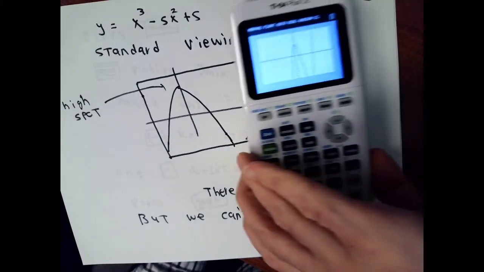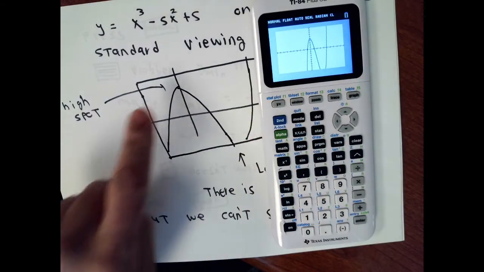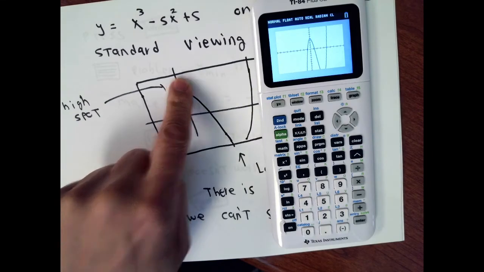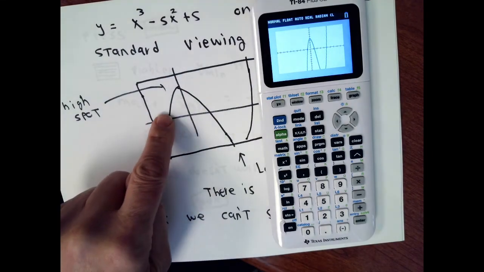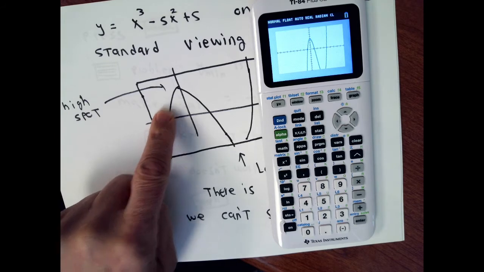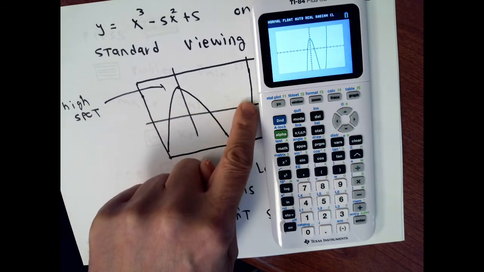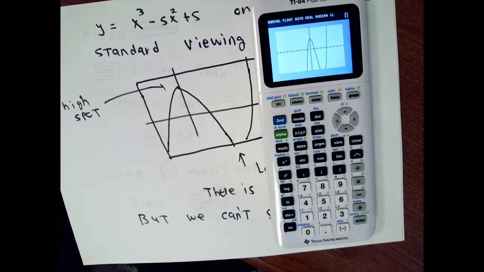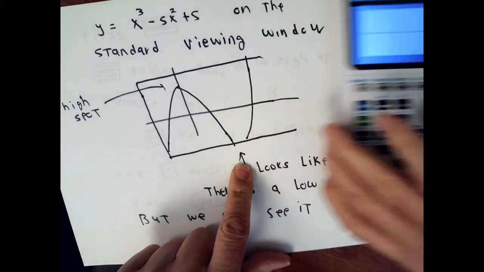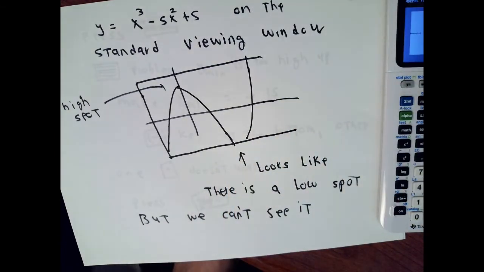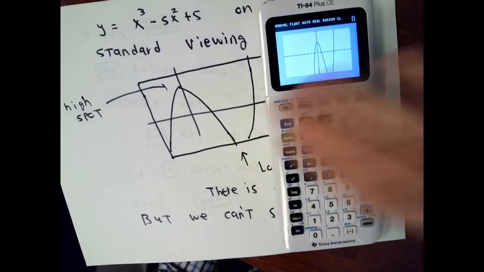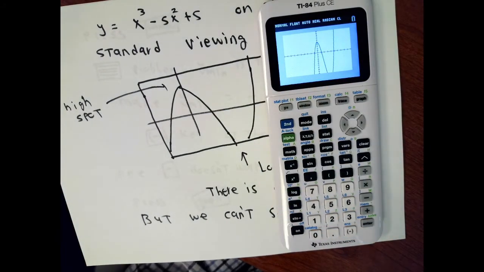Now our picture here, I can see the high spot on the graph. I can see the graph cutting across the x-axis here and there. It looks like there's a low spot here, but I can't quite see it because my y numbers don't go down low enough. So if I want to adjust that manually, I can do that.